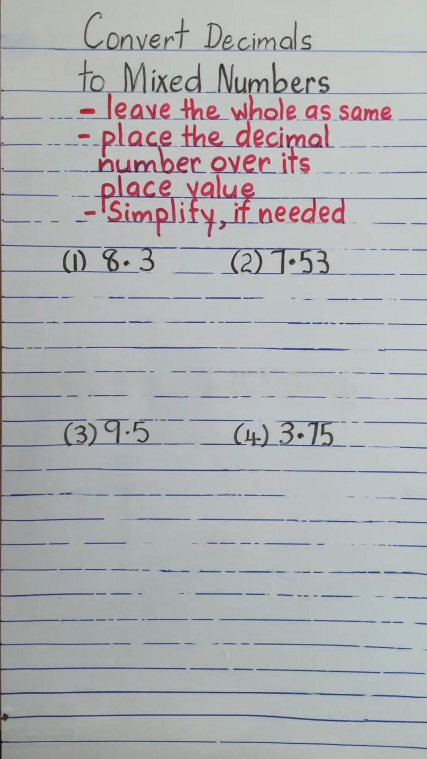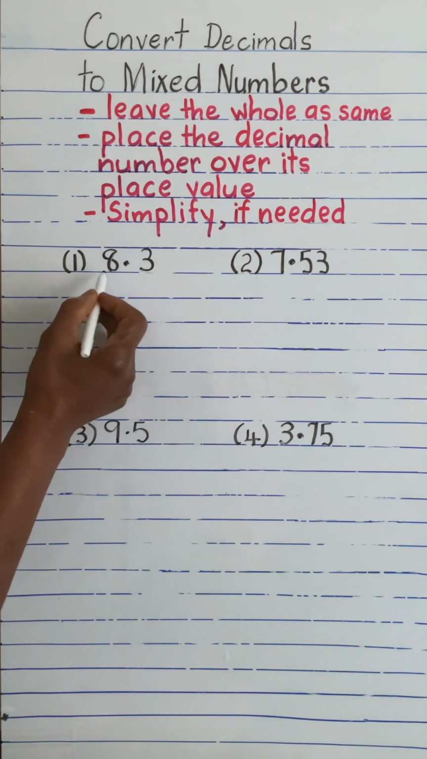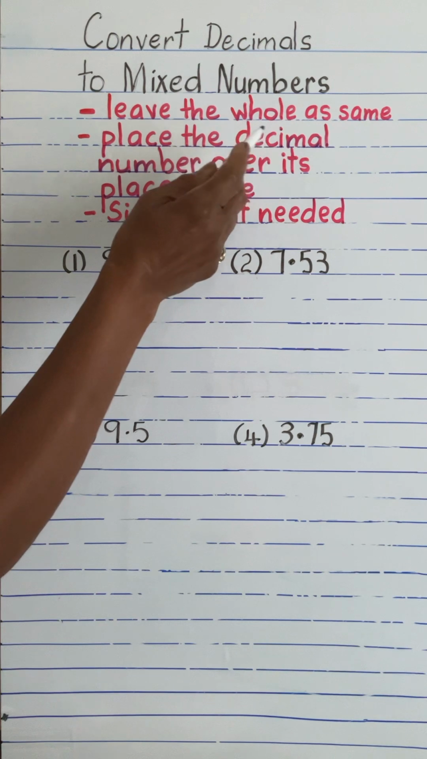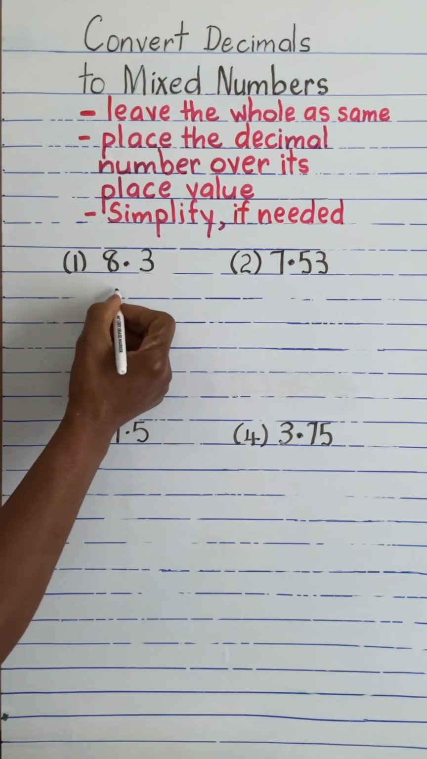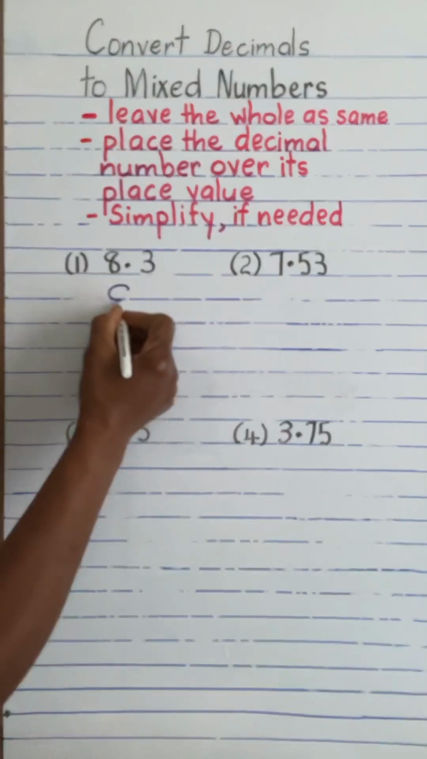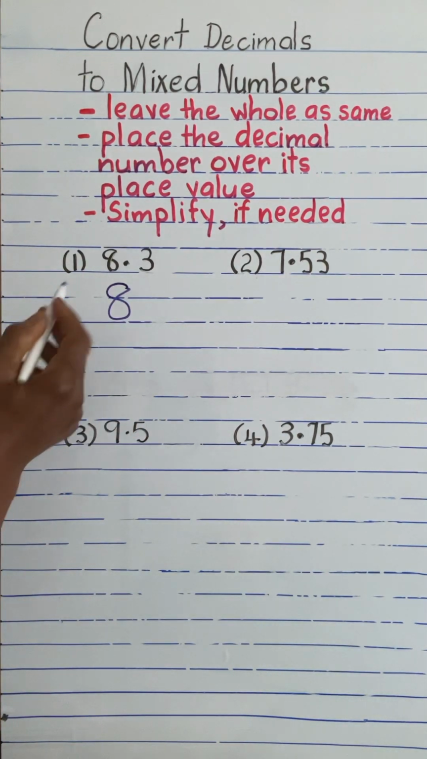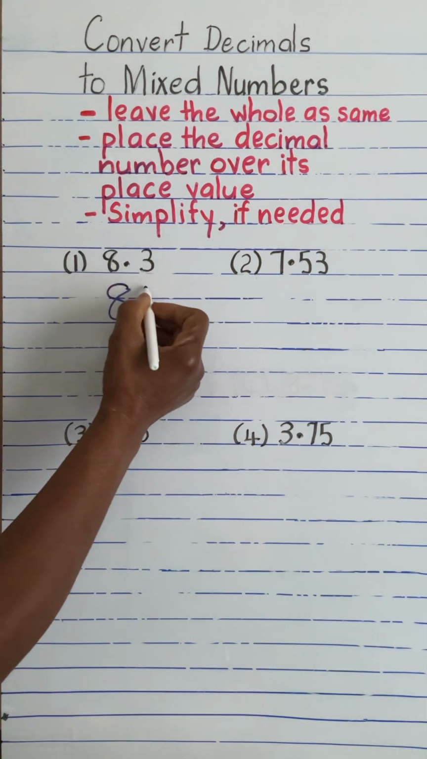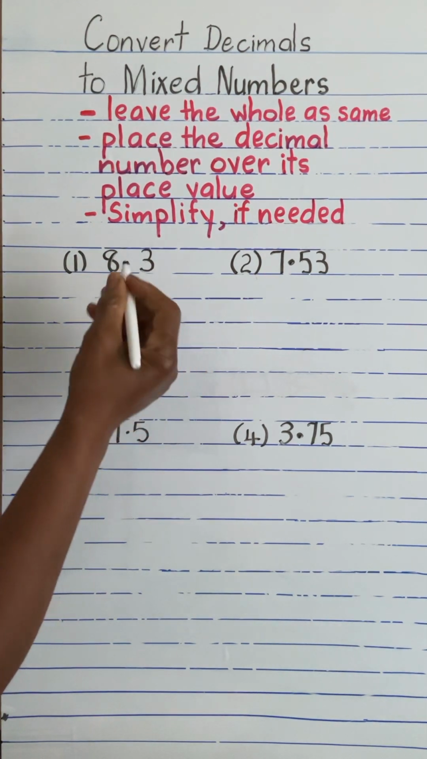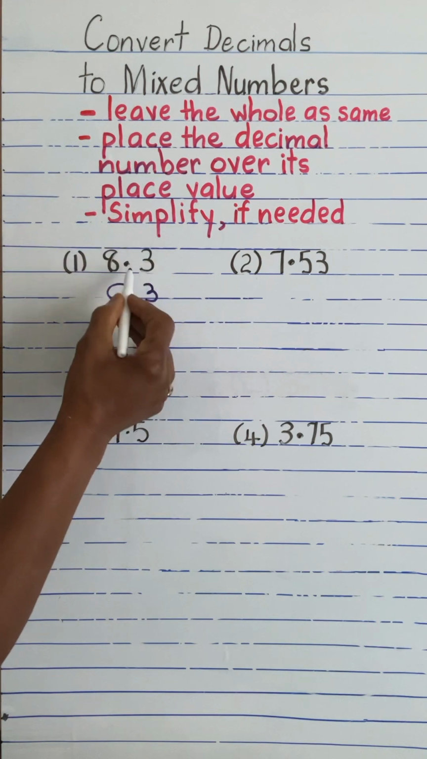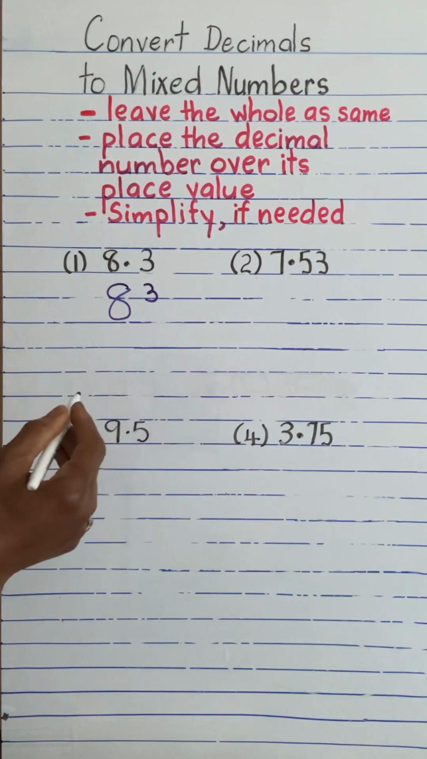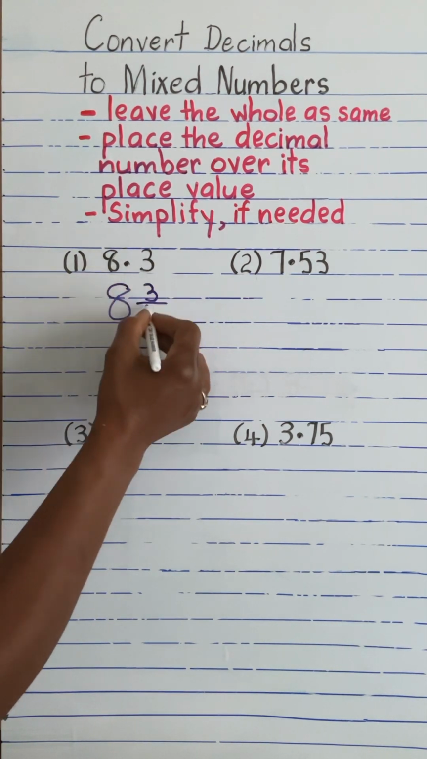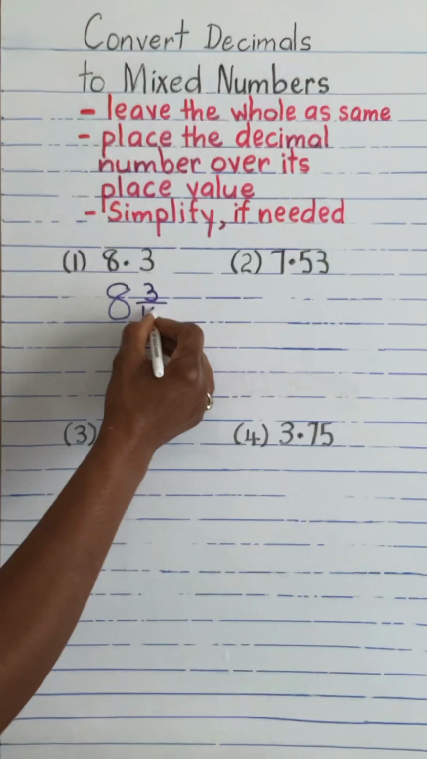So let's look at our first example. 8.3. We're going to leave the whole part as it is. So that is 8. We're going to leave 8 as it is. Then we're going to write the decimal number, which is 3, over its place value. So we're going to have 3, and its place value is the first digit after the point, which is tenths. That is out of 10. So the place value for 3 is tenths.